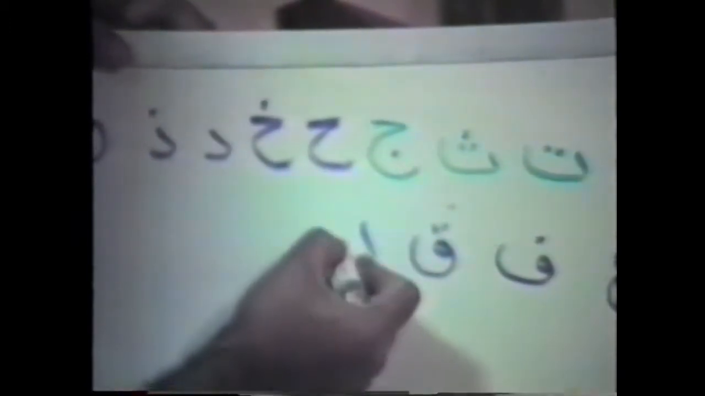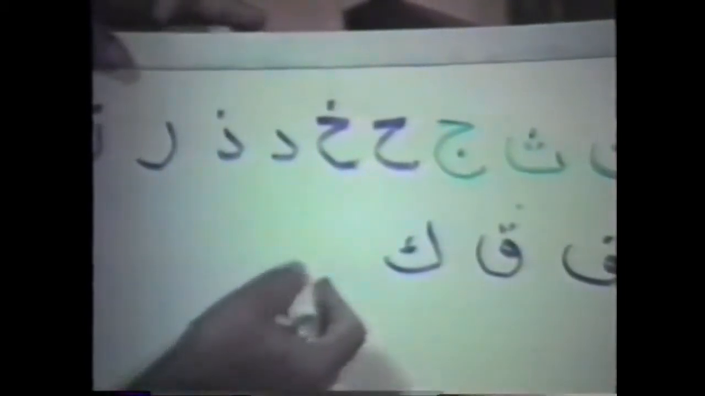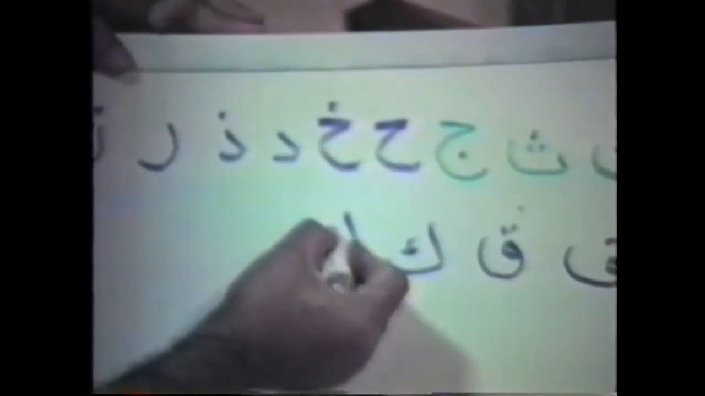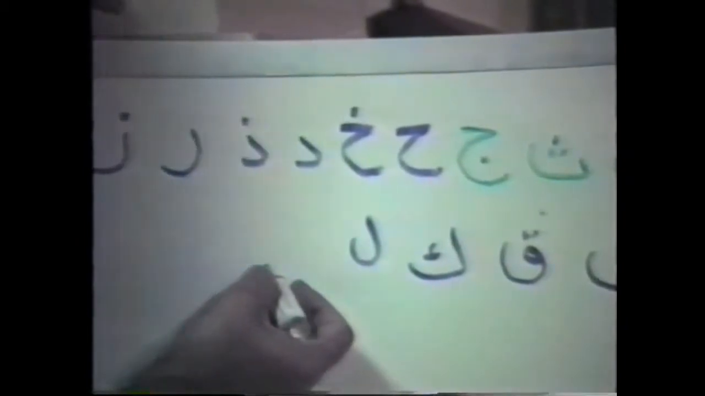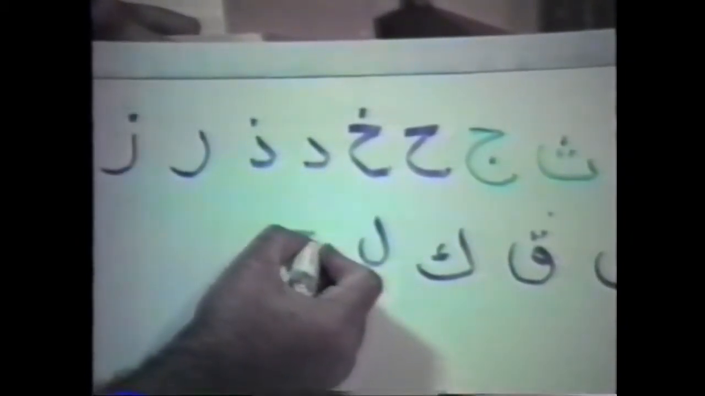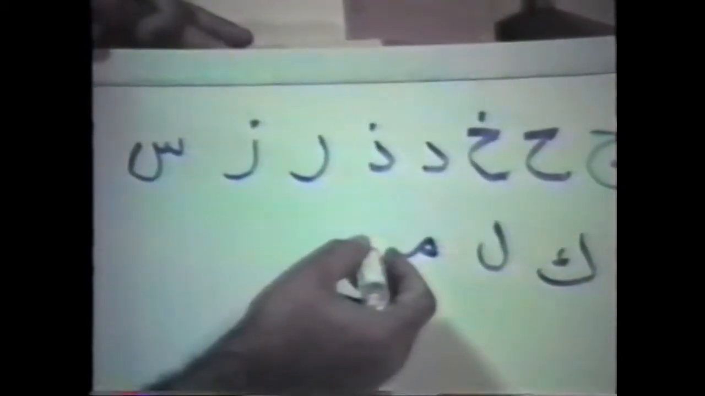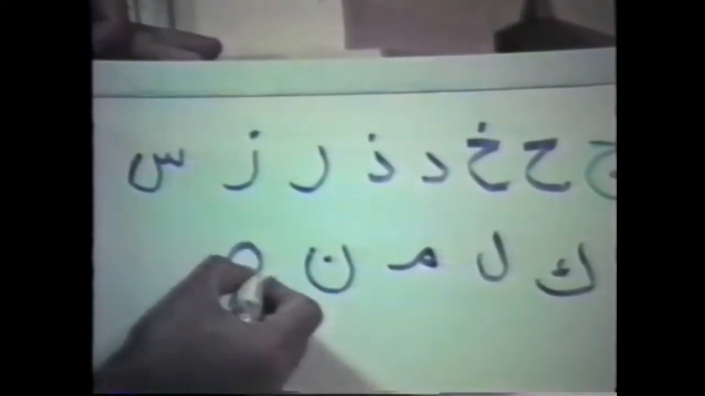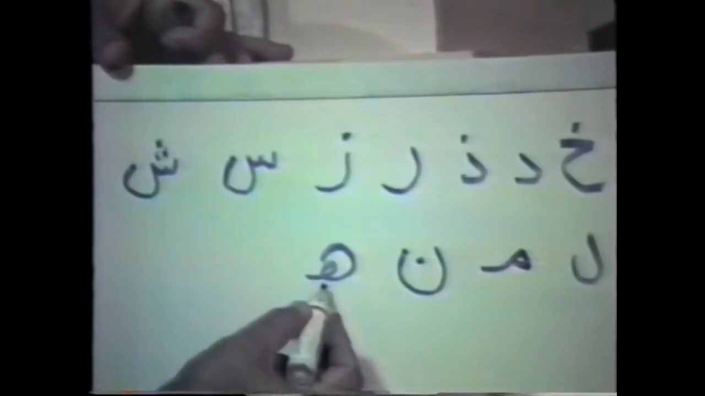Here is the regular K. Kaf. Lam. L. Next letter is Mim. Mim. This is the equivalent to M in English, as in Mary. The next letter is Noon, equivalent to N, as in Nancy. Next is this He, Ha, H, H as in Harry. This is the letter Ha.